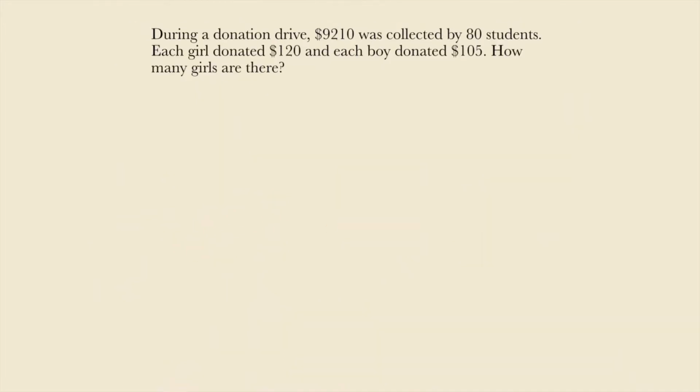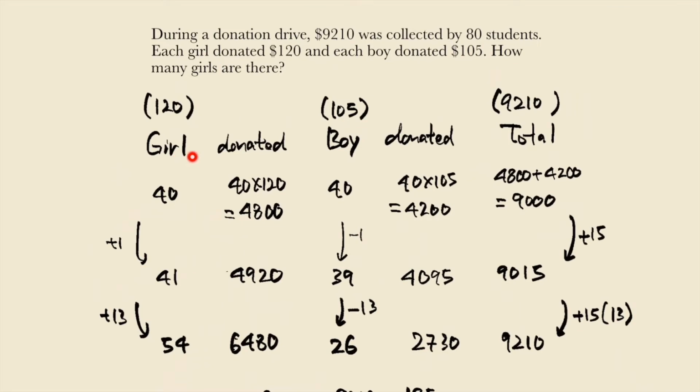During a donation drive, this amount of money was collected by 80 students. Okay, let's draw the table. Each girl donated 120, each boy 105, total 9210. Let's make a guess. Okay, 40, 40 even. Now that's too little money, so we need to increase the number of girls.